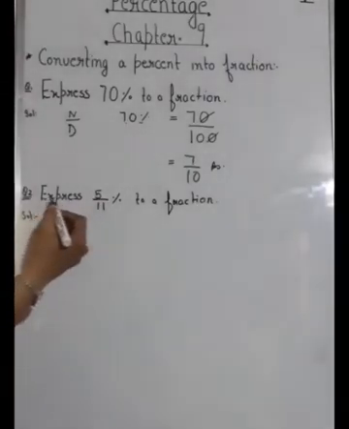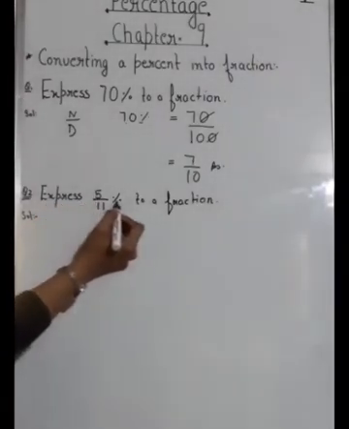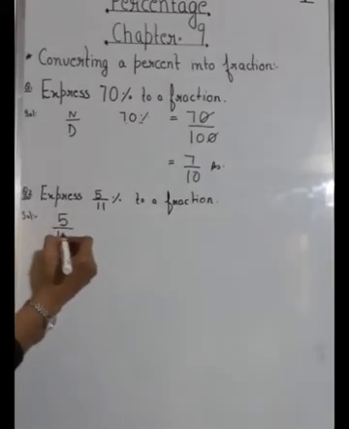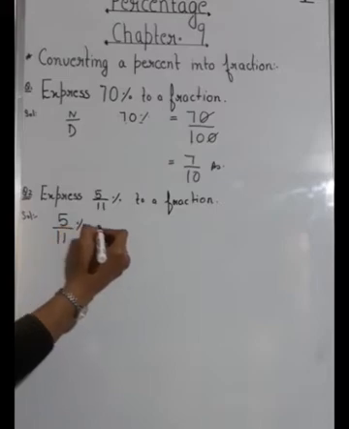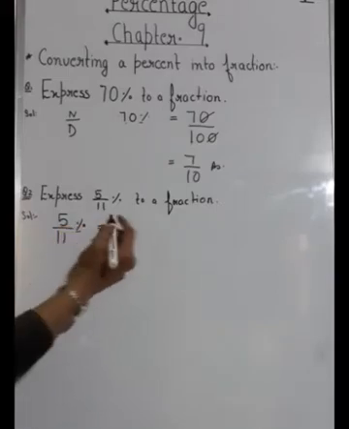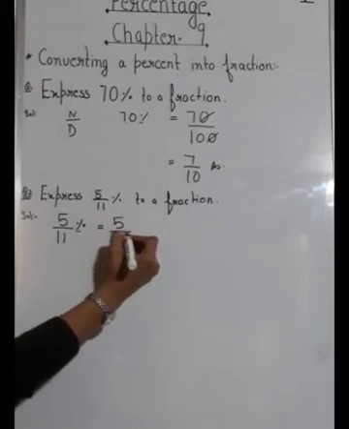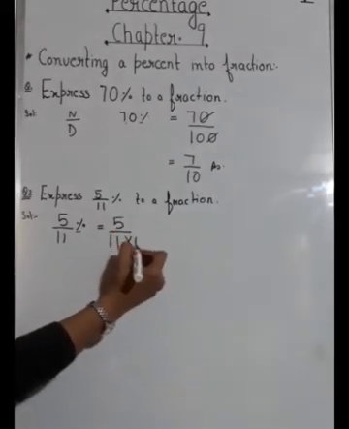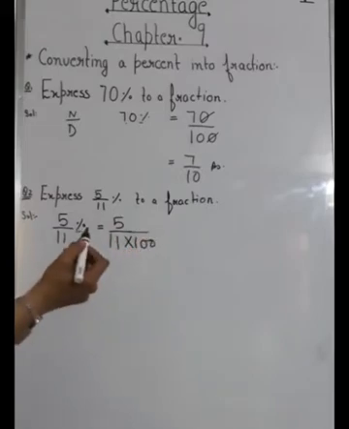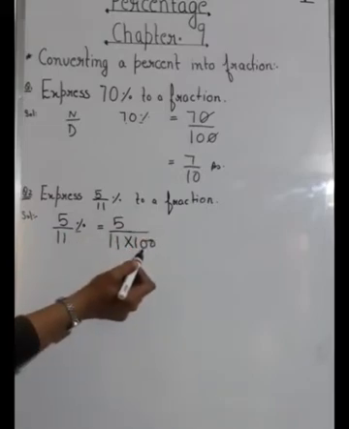Your question number 2 is: express 5 upon 11% as a fraction. So you will write 5 upon 11%. I told you what you have to do. You have to remove this percent sign and write it upon 100. So it will be 5 upon 11 multiplied by 100. This is clear. I have removed this percent sign and I have written 100 in the denominator.